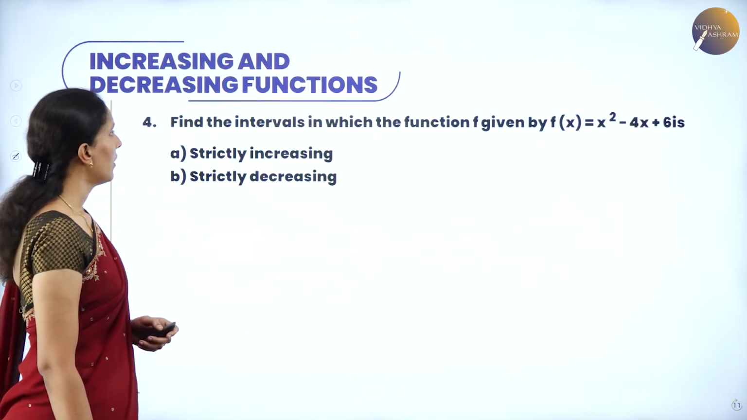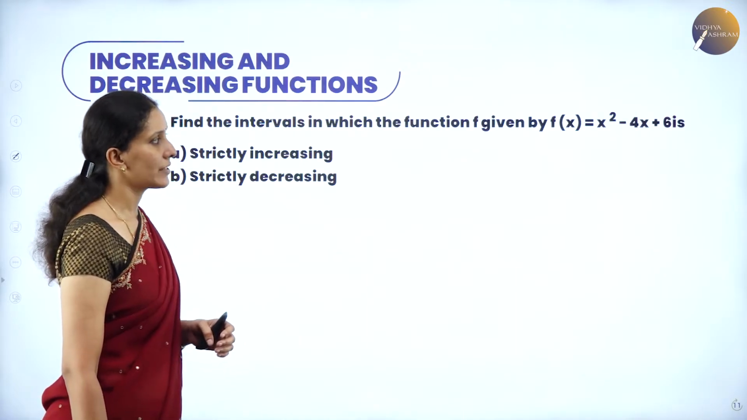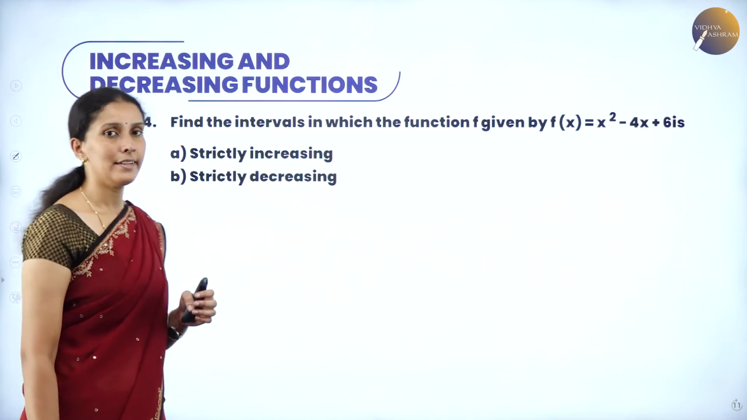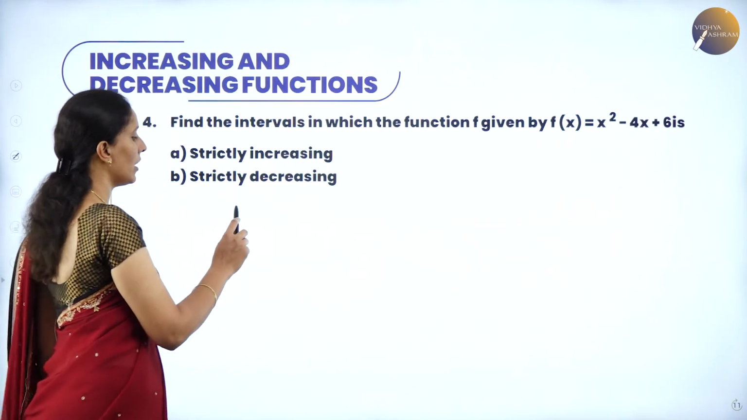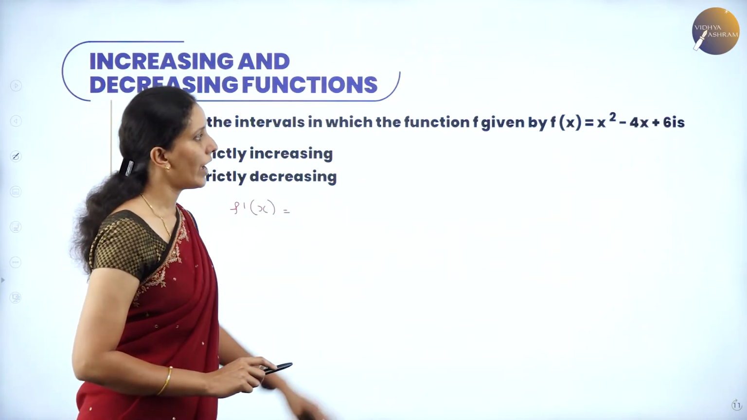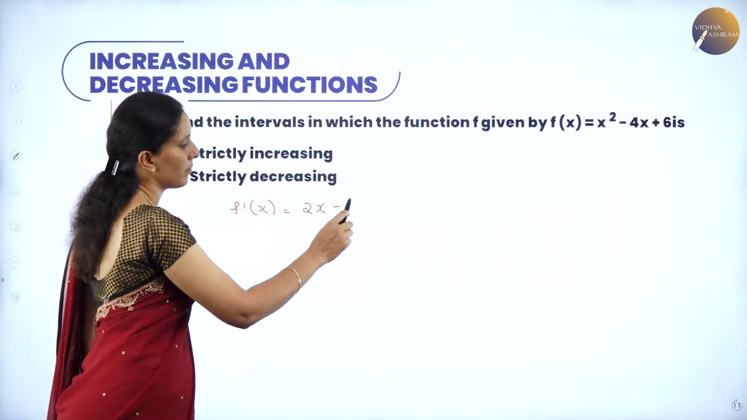Next, find the intervals in which the function f given by f of x is equal to x square minus 4x plus 6 is strictly increasing and strictly decreasing. So same as the previous one. Here let us find out f dash of x. f of x is x square minus 4x plus 6. So f dash becomes 2x minus 4.